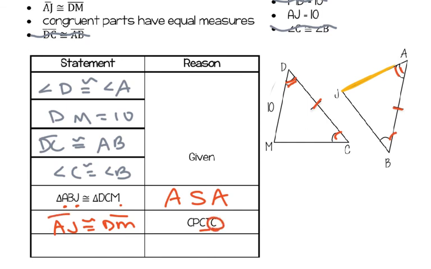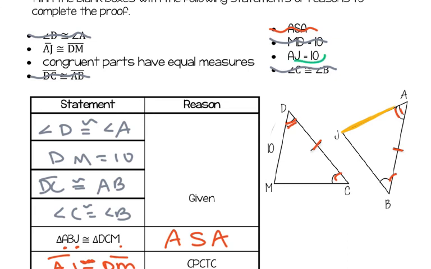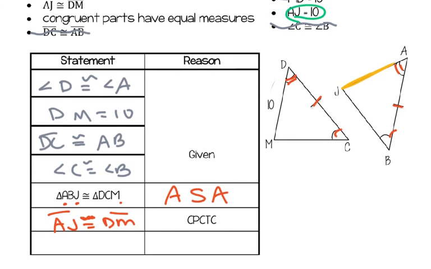Keep in mind that congruence is what we're talking about. It has to be a congruence statement. You can't say equals. So congruence. And then because they're congruent, you can say that AJ is equal to 10 because congruent parts have equal measures.